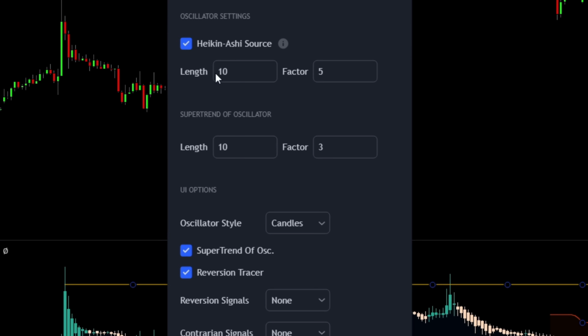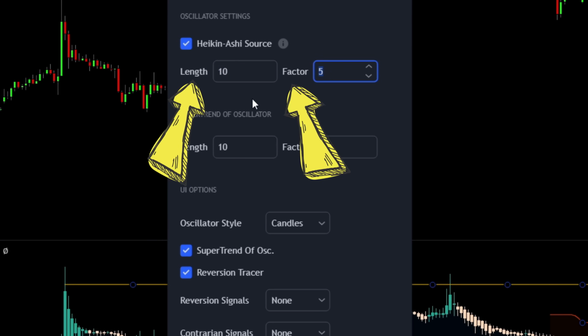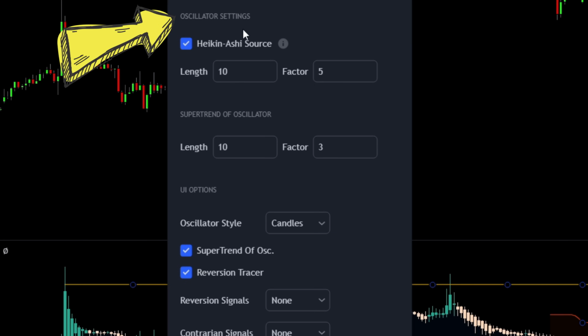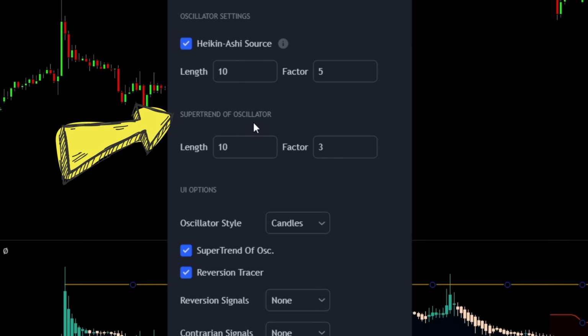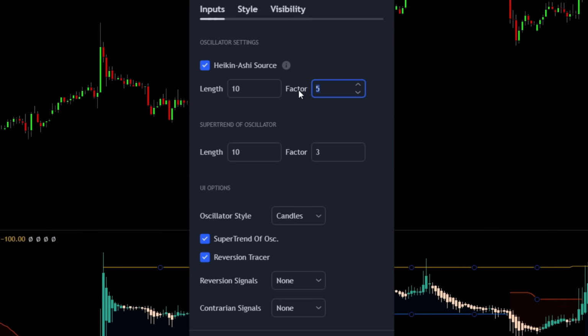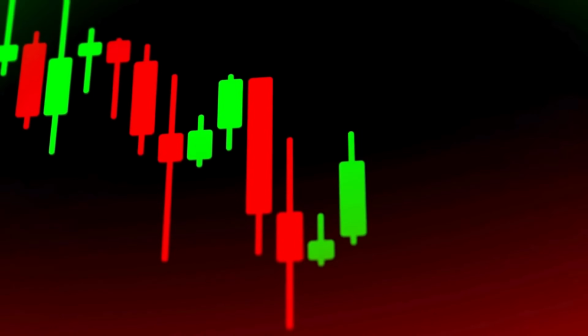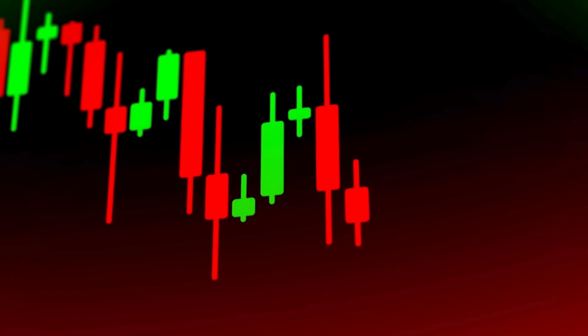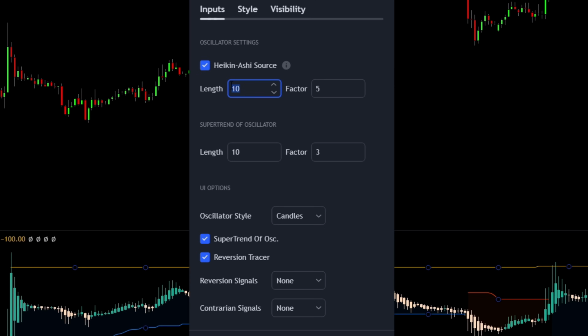checked. Now the next setting we have to understand is the length and the factor, both for the oscillator settings but also for the SUPERTREND of the oscillator. So for the first length and factor, first of all, the length determines the look back period for the main indicator. Or in other words, how many past candlesticks does the indicator use in its calculations. And the standard setting here for the indicator is 10. If we increase the length, the indicator will be a bit slower but will take away some false signals.